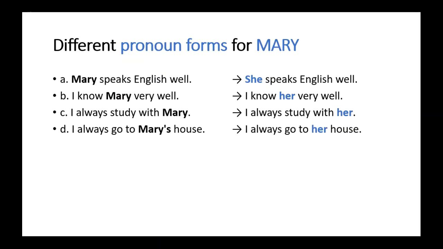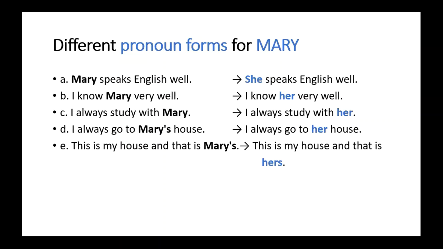Take another one. I always go to Mary's house. Mary's, I'm getting Mary apostrophe S. This is what we call the genitive, the possessive Mary. If I change that, I would get, I always go to her house. Notice that I get her again. And if I say, this is my house and that is Mary's, if I change Mary's in this case, I would say, this is my house and that is hers.